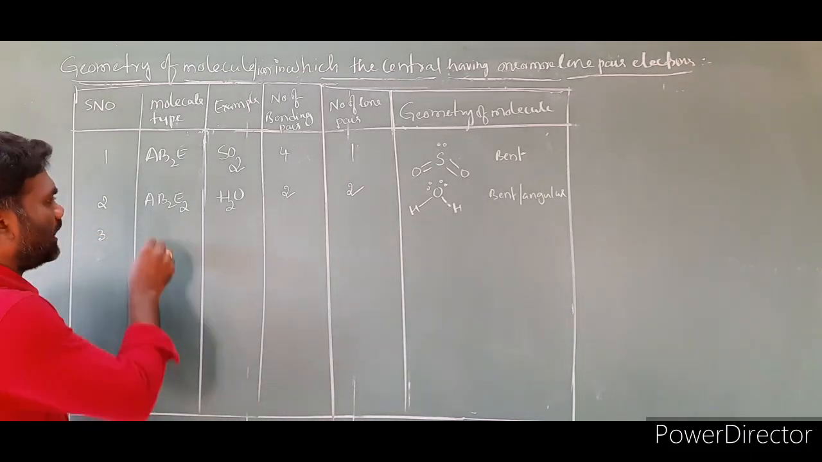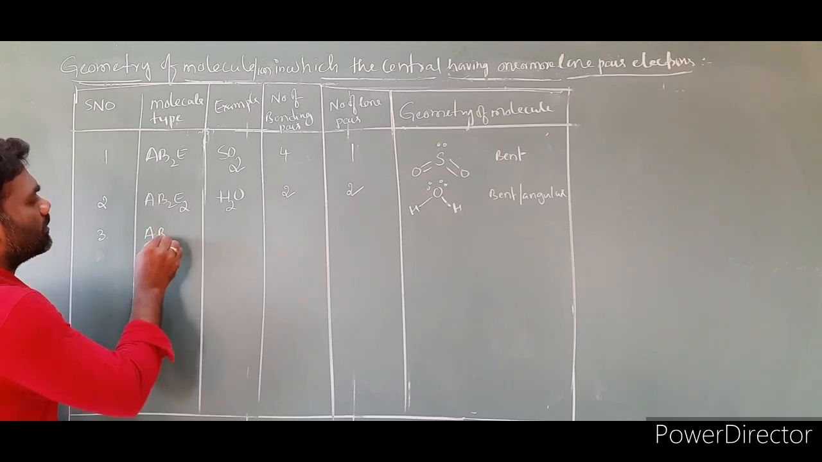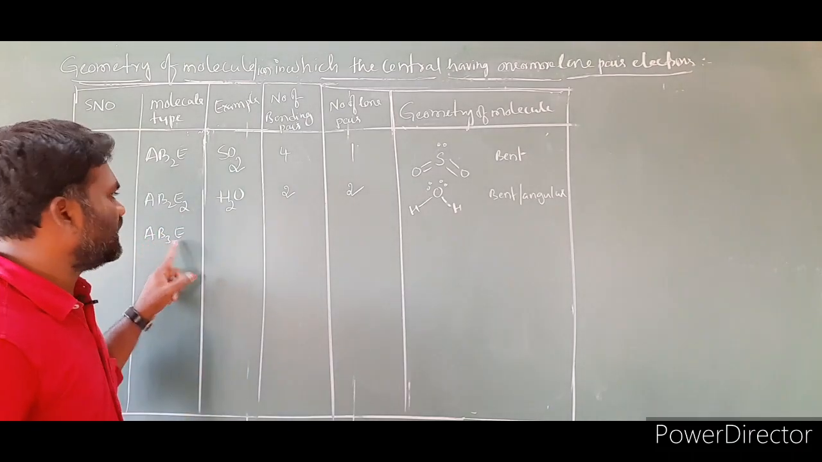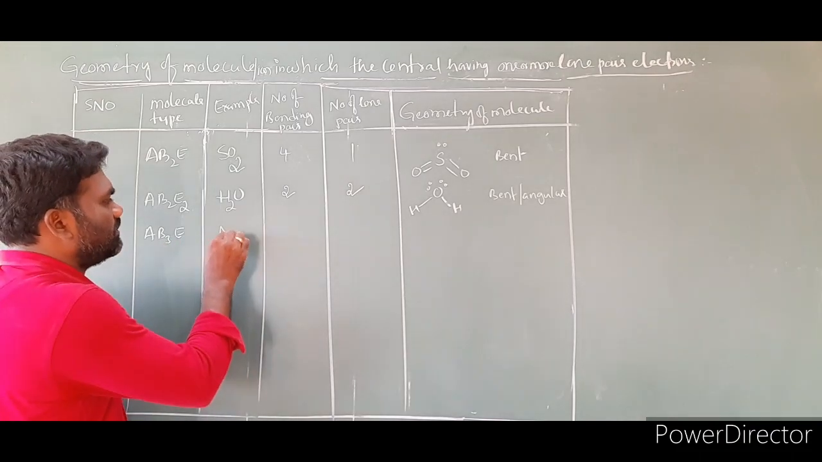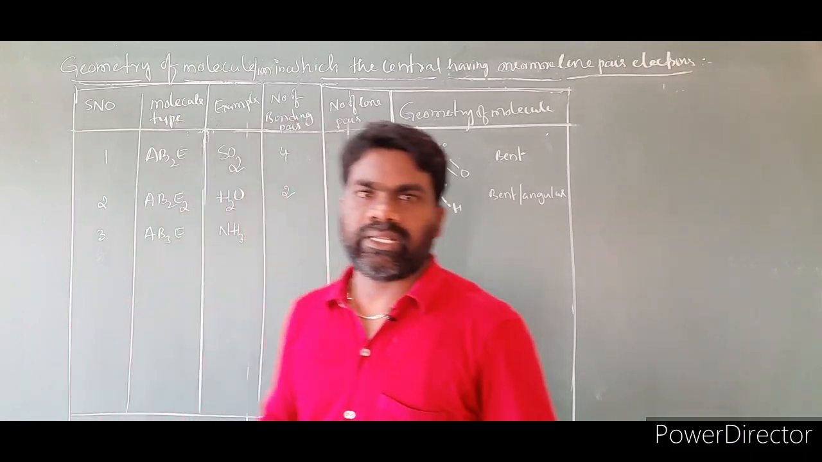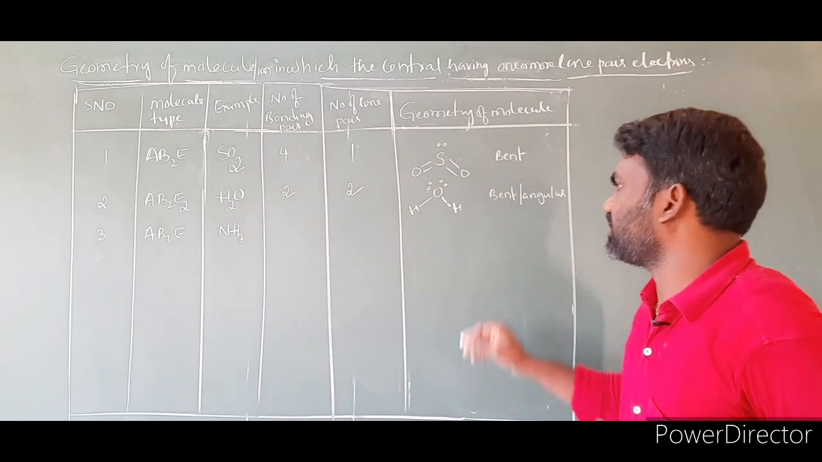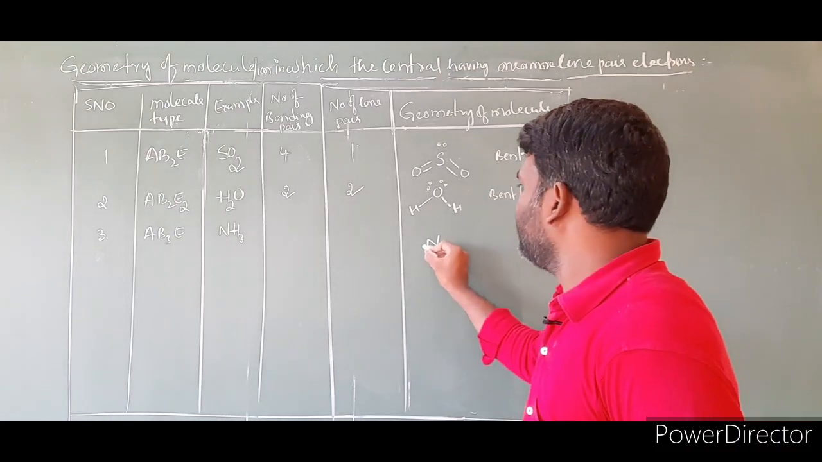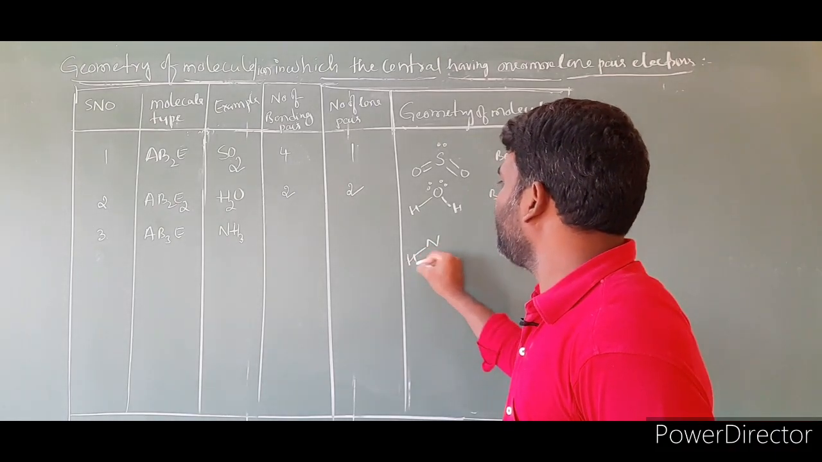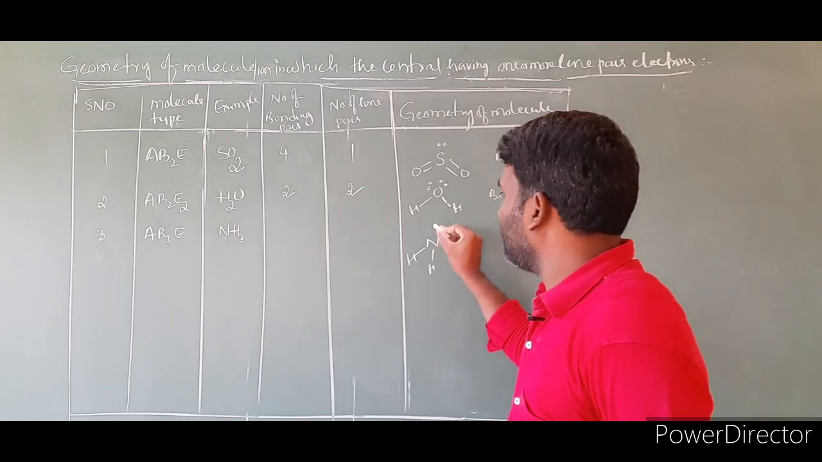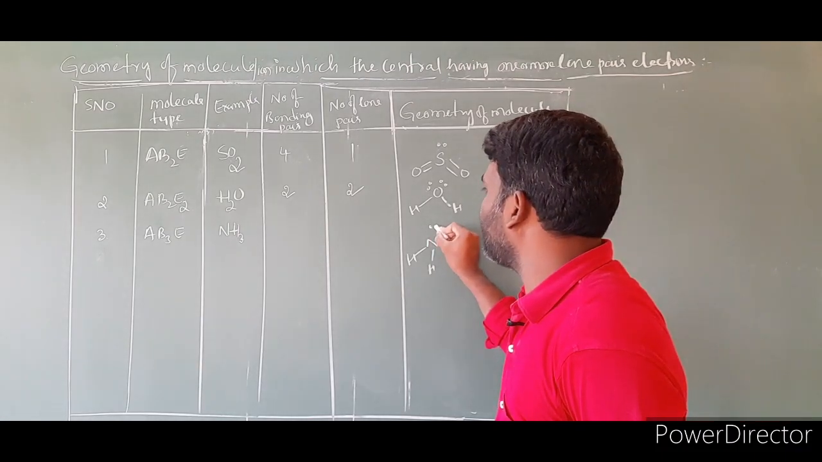Example number 3. I am labeling it as an AB3E type molecule. For this case, I am taking the ammonia molecule, NH3. For the NH3 molecule, we have to write the structure. Nitrogen is at the center, and there are 3 hydrogens like this, and 1 lone pair is present on the nitrogen.